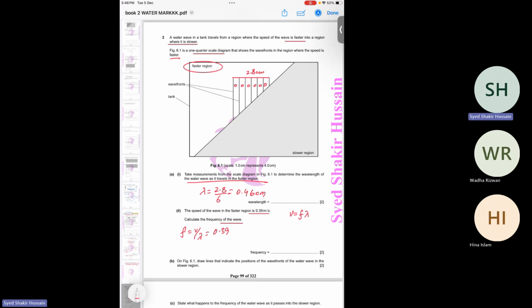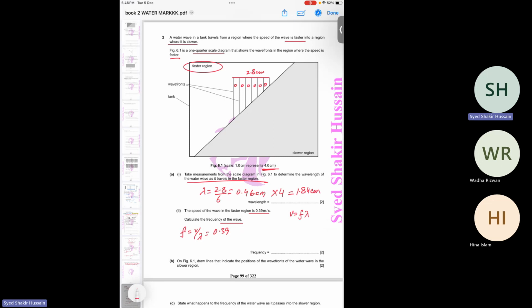And one more thing, they are saying determine the wavelength of the water as it travels in the faster region. You need to look at the scale as well. You need to take care of the scale. So the scale represents 1 centimeter equal to 4 centimeters, right? That means the wavelength over here is going to be multiplied by 4, because my answer is 0.46 centimeter and 1 centimeter is 4 centimeter in actual. So what would this answer be? 1.84, I guess. Check it out, please. Yeah, 1.84 centimeter, right?